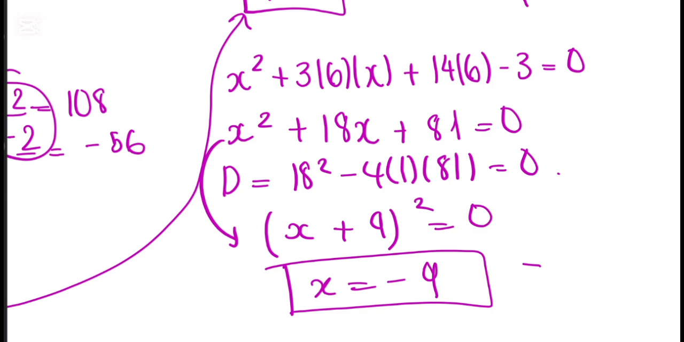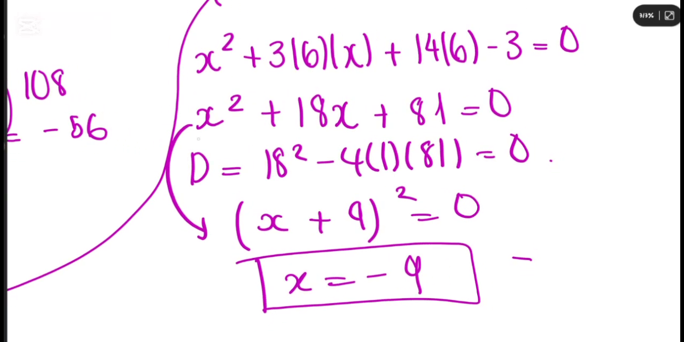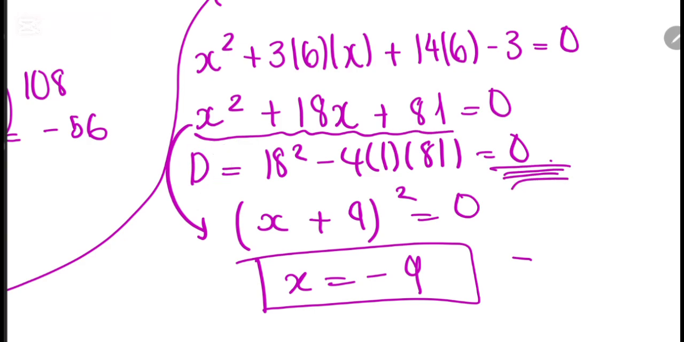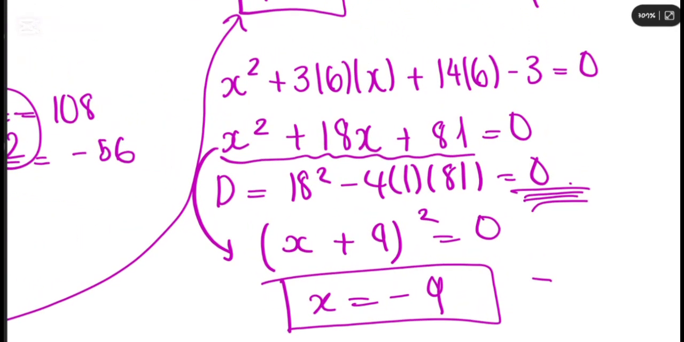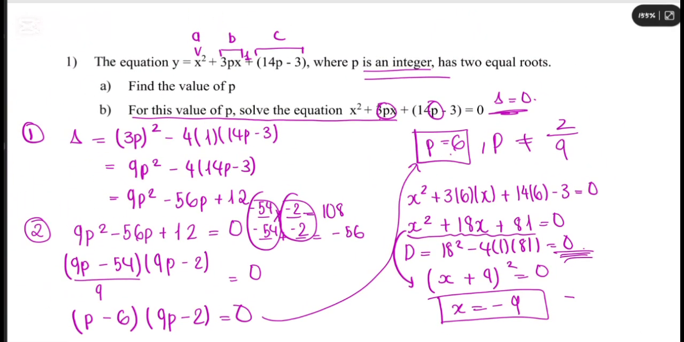Always, always, always remember that. If you plug a quadratic into the discriminant formula and you get 0, that means you can jump straight away to factoring it as a perfect square trinomial. It's much easier. Or you could have just found the factors and factored normally. But I chose to go this way because it's much simpler. Okay.